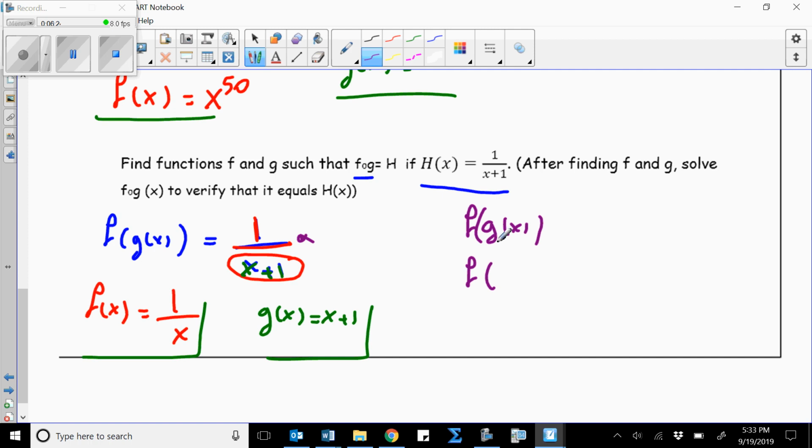So f of g of x, where g of x is x plus 1. f of x is 1 over x, so it's supposed to be 1 over x, but now the new x is x plus 1. And as you see, this is equal to the original function which is given to you. So the f and g components that you found were right.